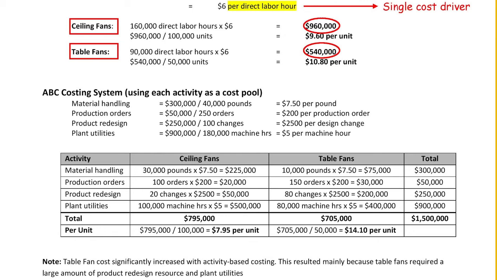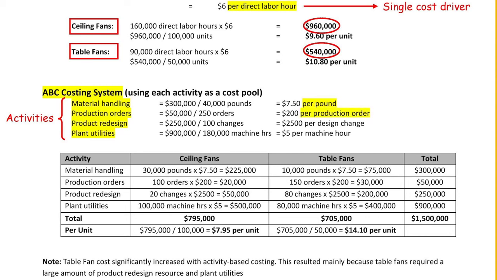Next, we're looking at, highlight, ABC costing system. Now here we're going to break the overhead into various activities. So highlight material handling, production orders, product redesign, and plant utilities. Draw a bracket and on the left write activities. Now we're going to allocate material handling costs between the product lines depending on the pounds or the weight of material handled. So highlight per pound. We're going to allocate production orders by looking at the number of production orders from each product line. So highlight per production order.